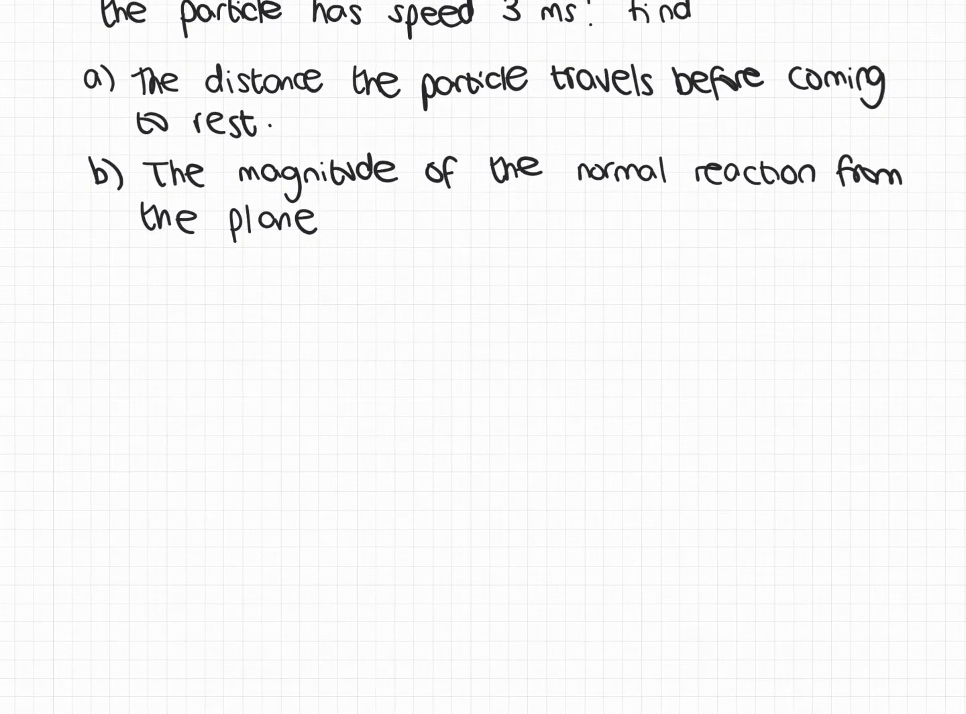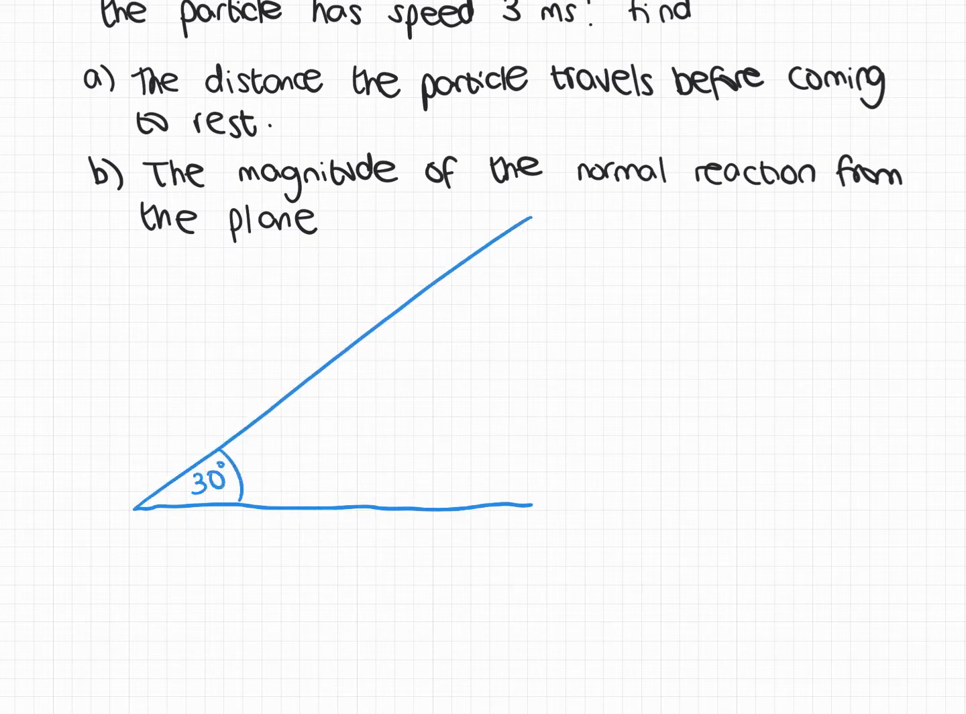So my starting point for this is going to be to draw my diagram. I've got a smooth plane, so there's no friction, at an angle of 30 degrees to the horizontal. I have a particle of 600 grams, so I've got a particle here, that's 0.6g newtons. I'm going to have a normal reaction force on that. It's propelled up the slope.